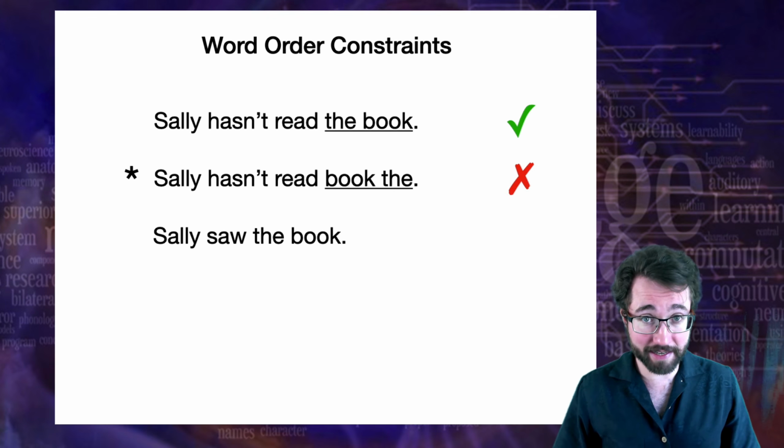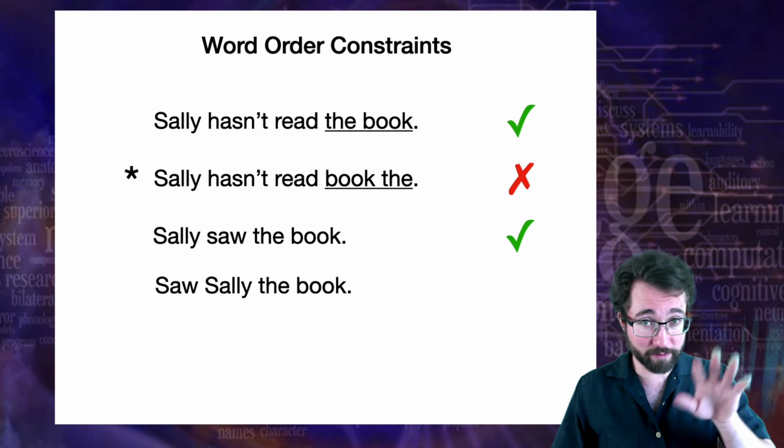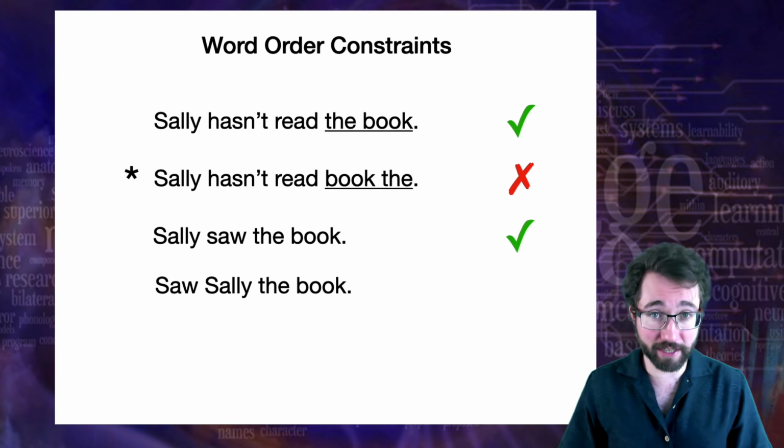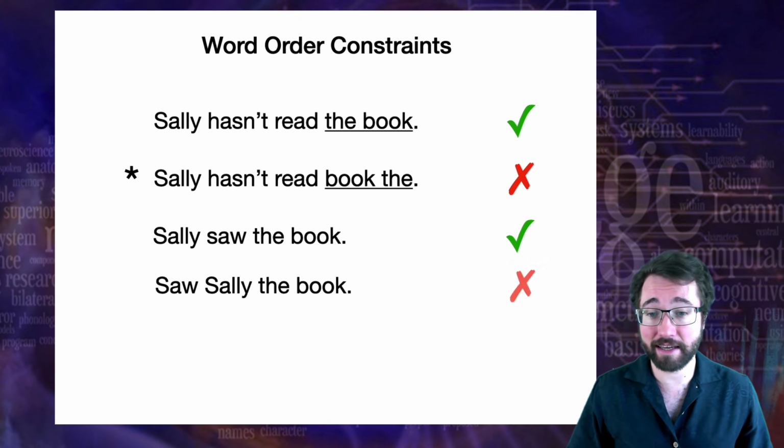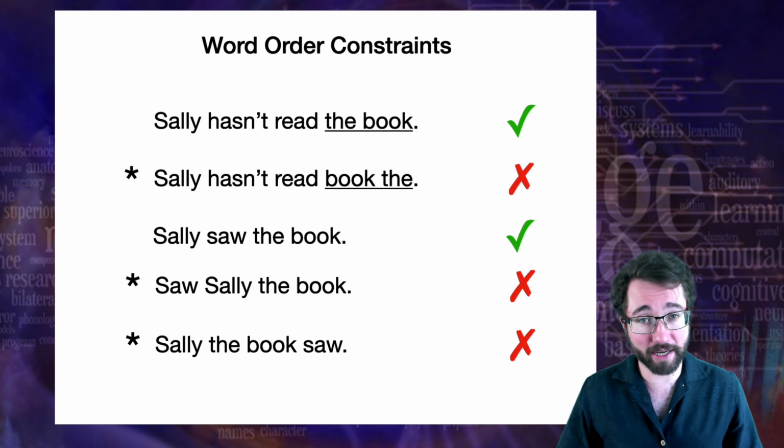Sally saw the book, again, is okay. Saw Sally the book, that doesn't work. So I've moved the verb to the beginning here, and we don't do that in English. That violates a word order rule of English. That's ungrammatical. Or something like Sally the book saw. Here I've moved the verb to the end. Again, that's ungrammatical. We see that the order of words matters.